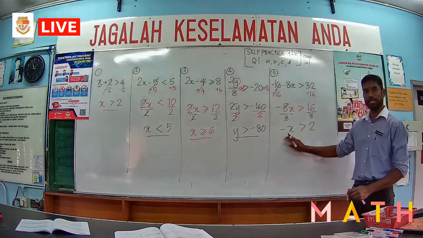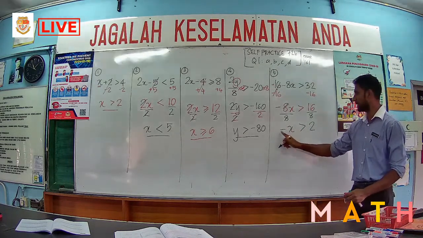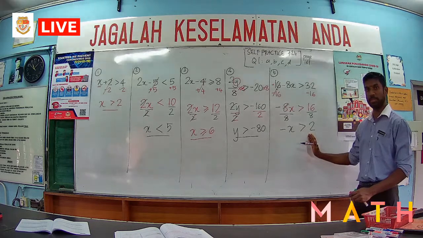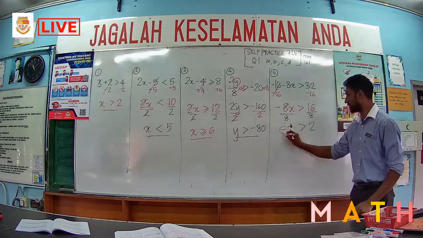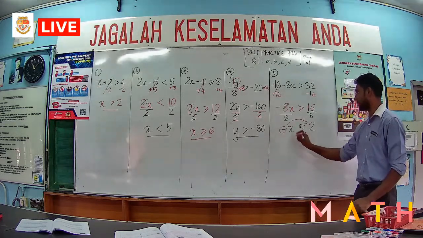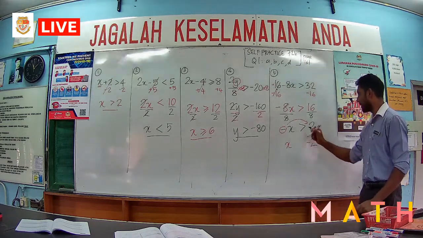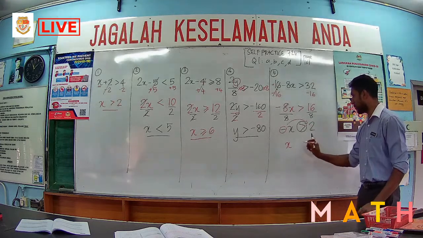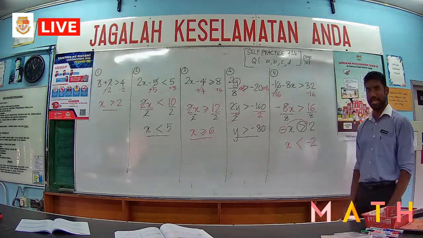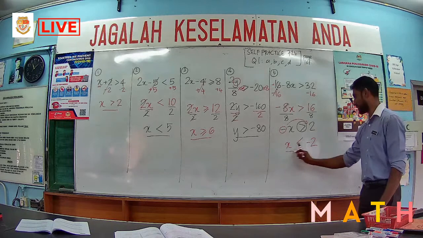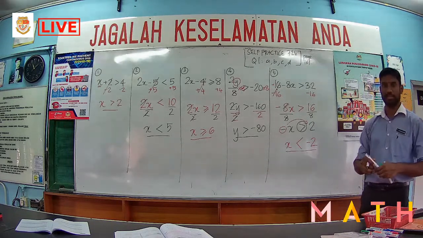But can we stop here, class? No. Remember, the negative we must change back to positive. So if you transfer the negative to the other side, the x becomes positive, the number becomes negative, and the symbol now will become less than. So this is the answer for the final question.